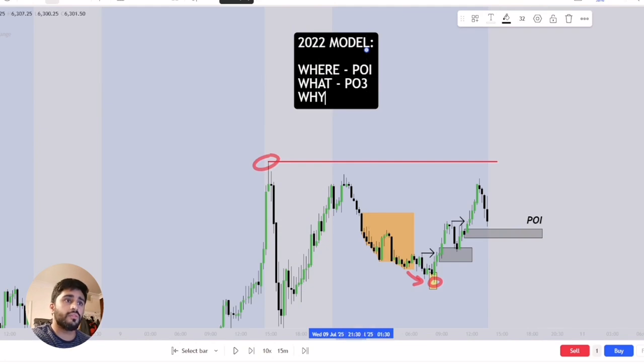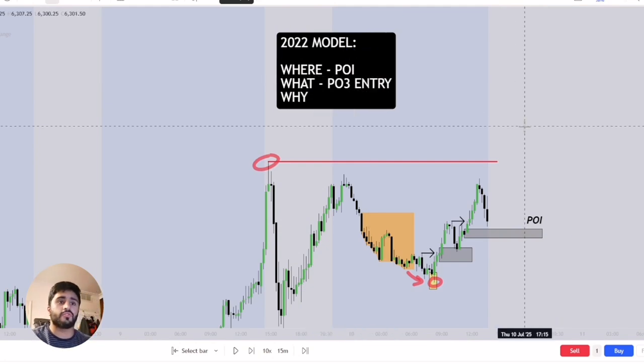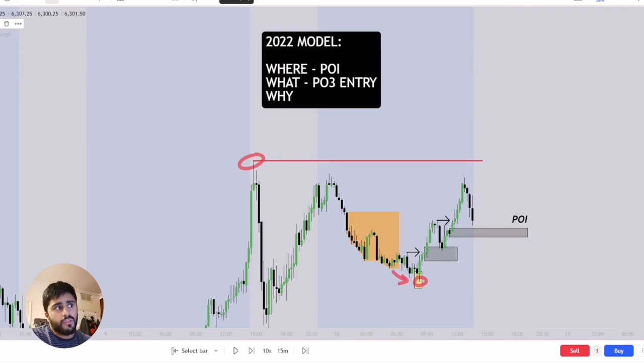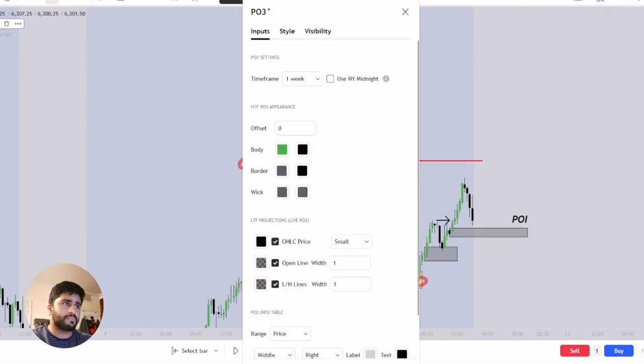So what we look for is we look for a power of 3 entry. So what do I mean by power of 3 entry? So let me show you. So I use the power of 3 indicator by 2 degrees.